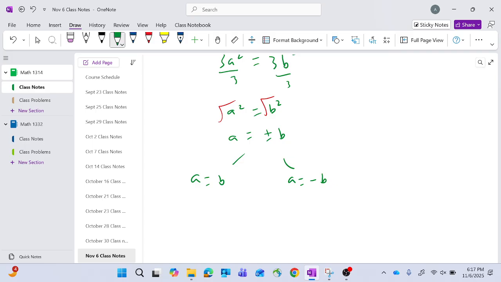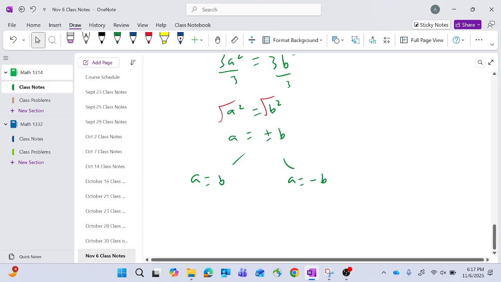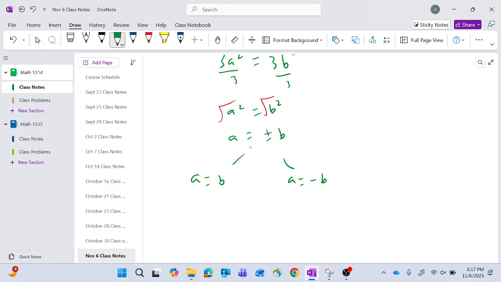Does that make sense, guys? Is it the plus or minus part that you got lost on? Yes. And it doesn't matter where you put the plus or minus, the left side or the right side. I just put it on the right side, but if you wanted to put it on the left side, it doesn't matter. Okay?